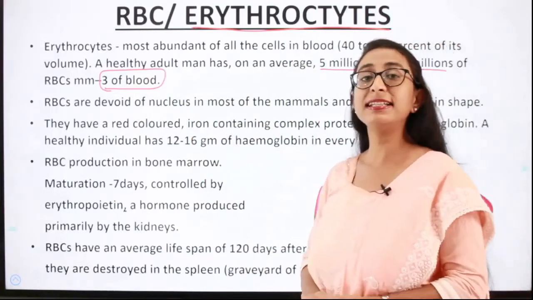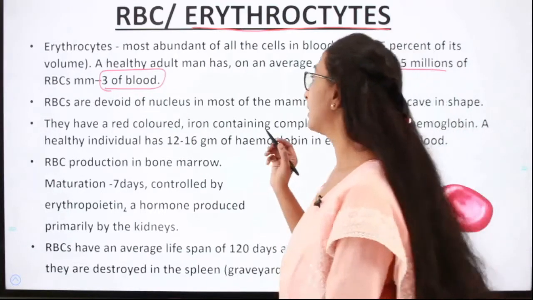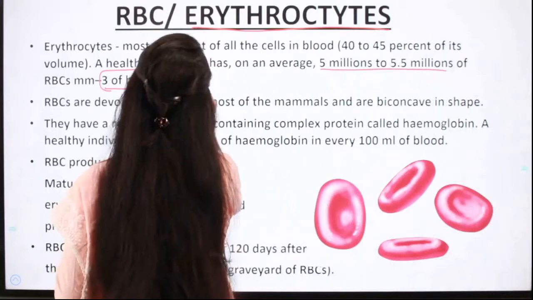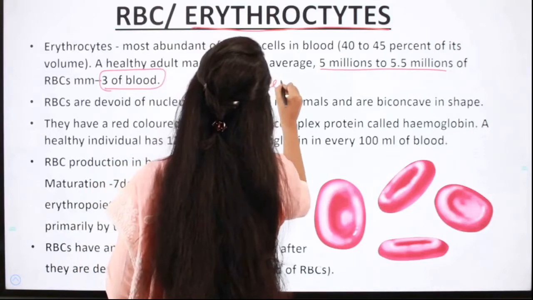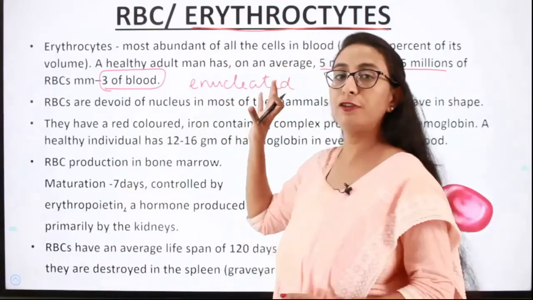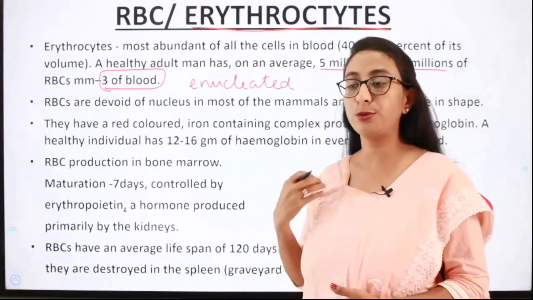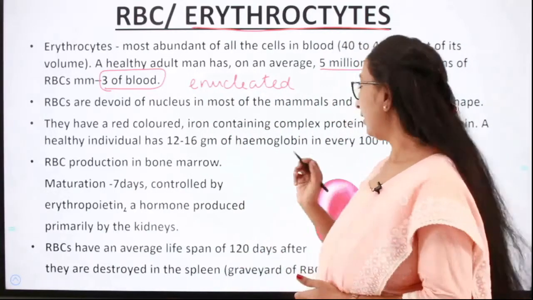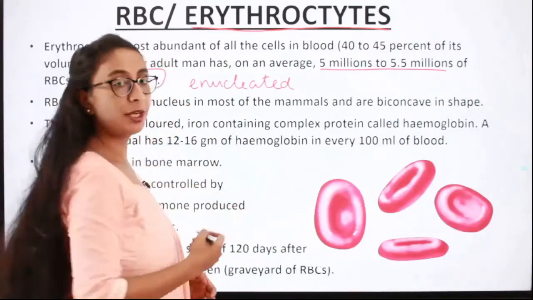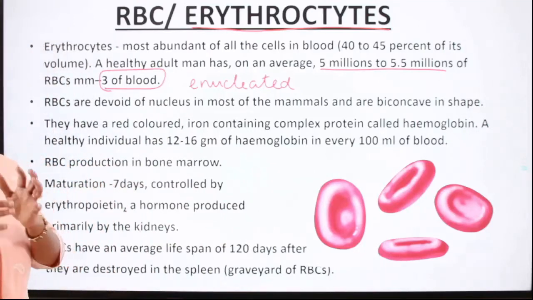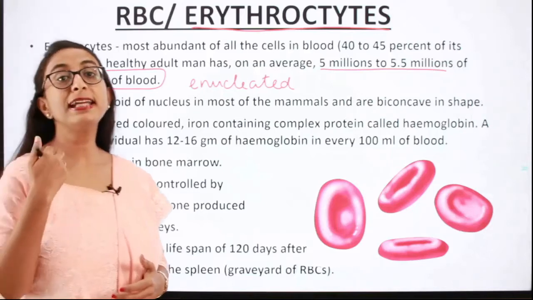RBCs do not have a nucleus, and we call that enucleated. The term to indicate the absence of a nucleus is enucleated. So RBCs are devoid of a nucleus and they are biconcave in shape. Here you can see what we call the biconcave shape of the RBC. And RBCs have a red colored, iron containing complex protein called hemoglobin.